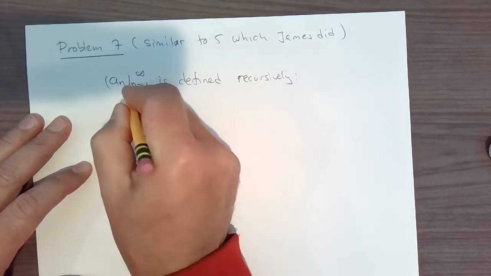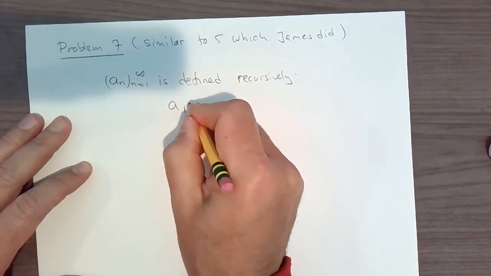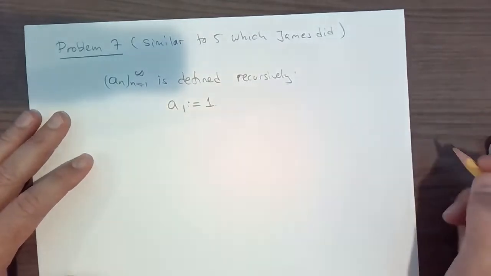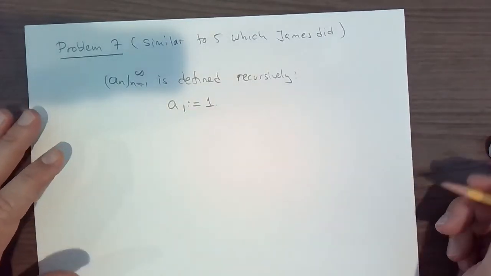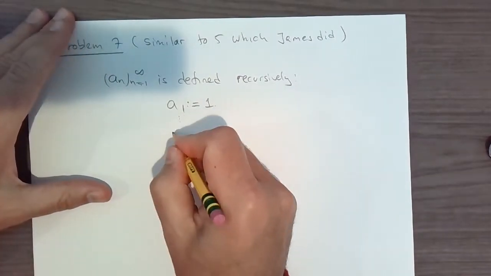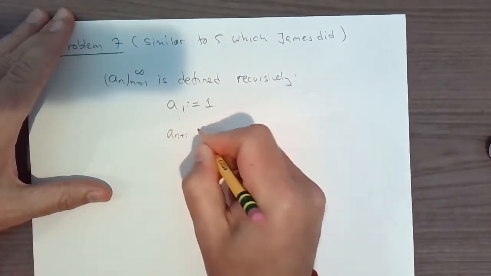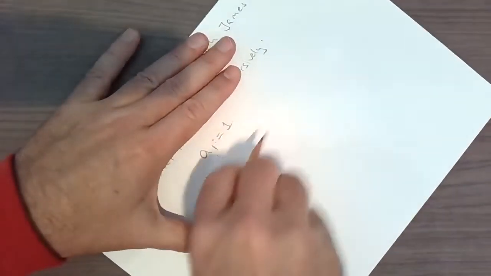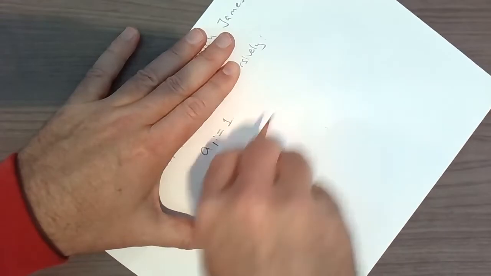So you start out with the first one, that will be A1. A1 is defined as 1. Then A(n+1) is defined in terms of the previous one. Actually, to highlight it, maybe you should just write out the first couple.